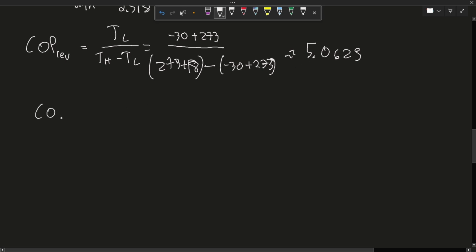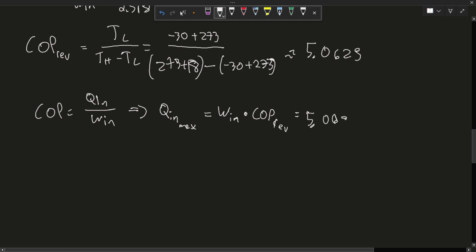And keep in mind that COP is equal to Q in divided by W in. So in this case, Q in max is equal to the work being done on the system times the maximum COP. Which is going to be equal to 5.0625 times the work being done, 2.518, giving us a maximum refrigeration load of 12.75 kilowatts.